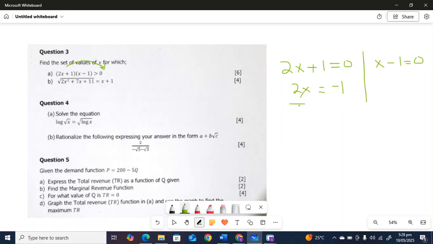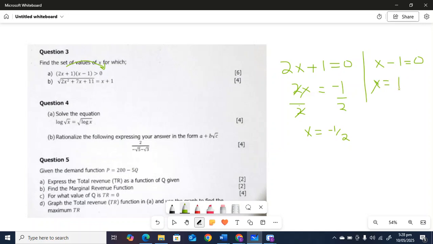To get your value of x, you divide both sides by 2. So here we have x equals negative half on one side. Then on the other side, we solve also for x. So the negative 1 crosses over the equal sign, and x equals 1.